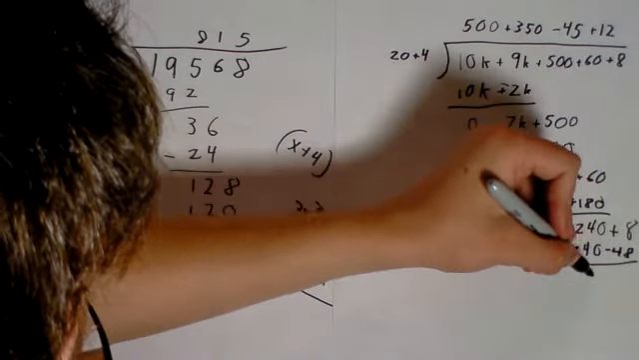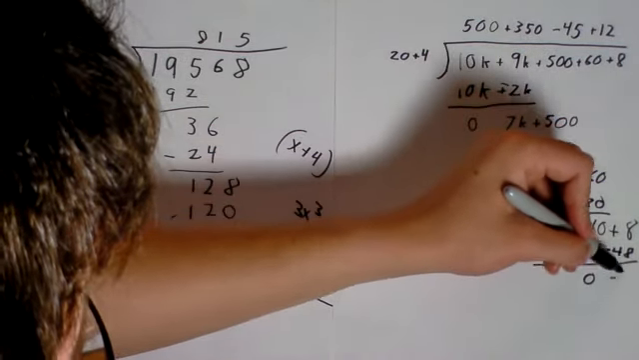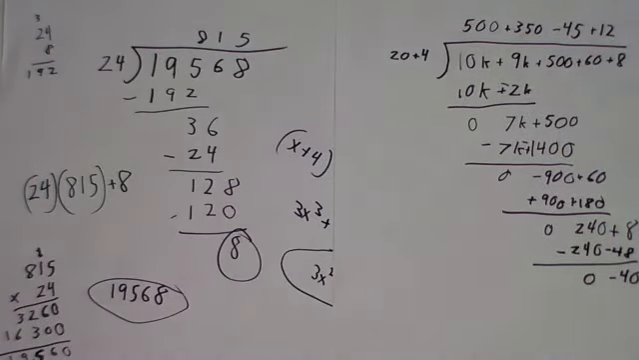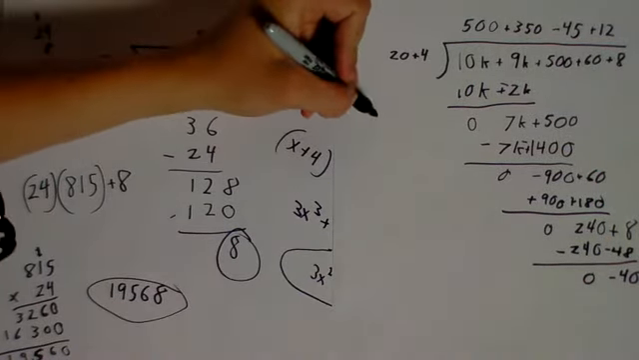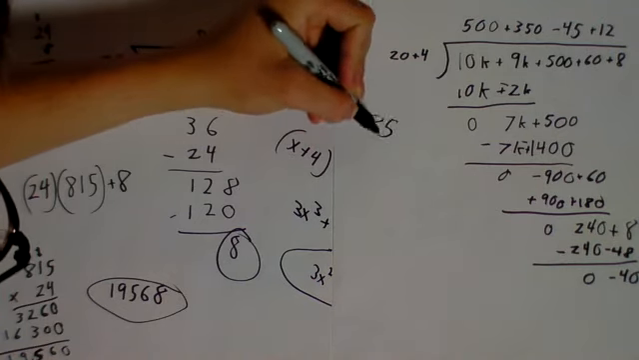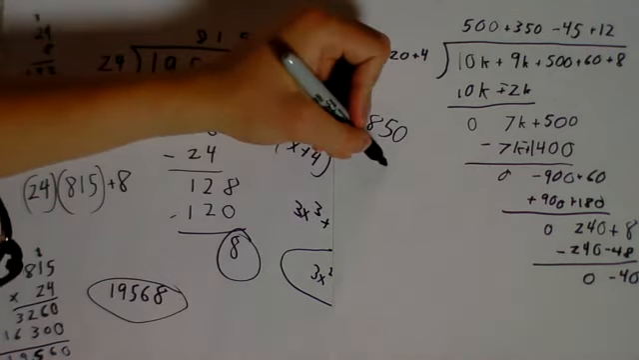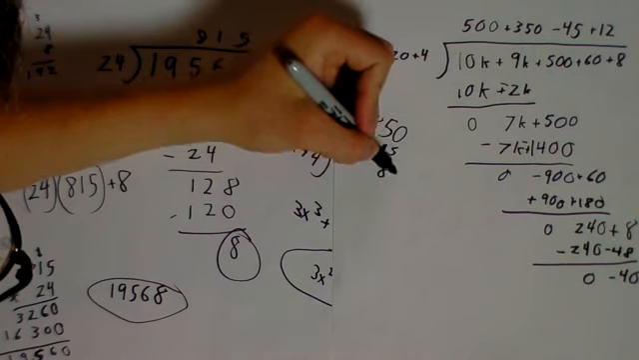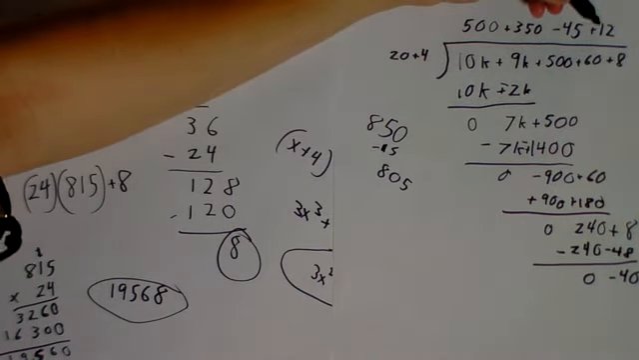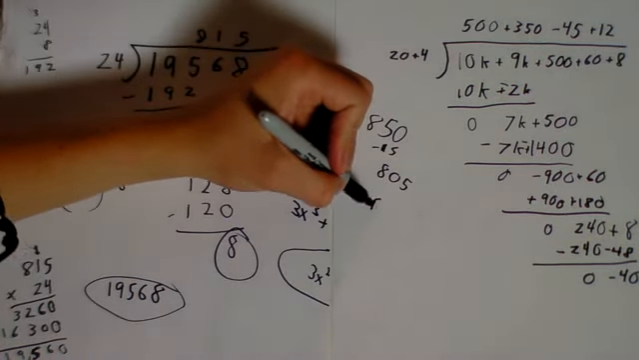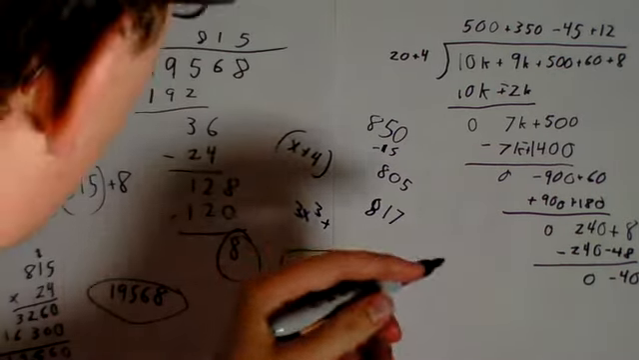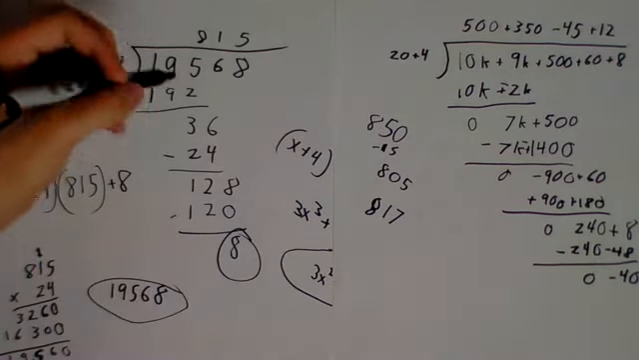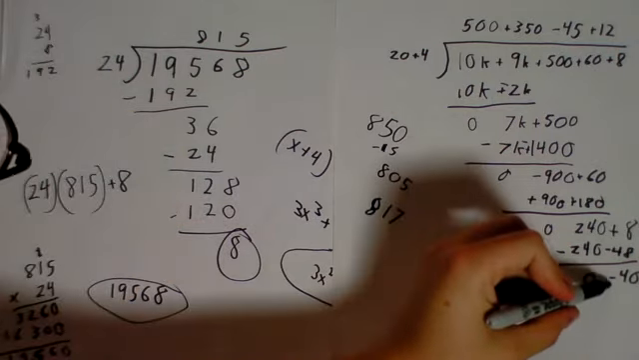And we're subtracting. We get 0, 8 minus 48 is negative 40. And then we're left with 500 plus 350 is 850. Minus 45, so 805. Plus 12, so we get 817. Then, instead of having a remainder of 8, we have a remainder of negative 40.